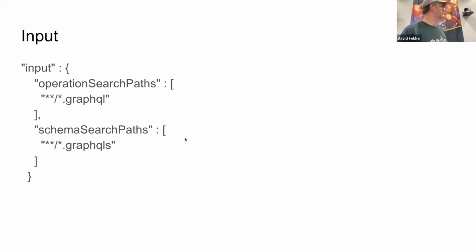All right. So for the input, this is pretty simple. This is set up so that it recursively looks through your directories for any file that has a .graphql extension. And then the schema search path is going to do the same thing, but with .graphqls, plural.